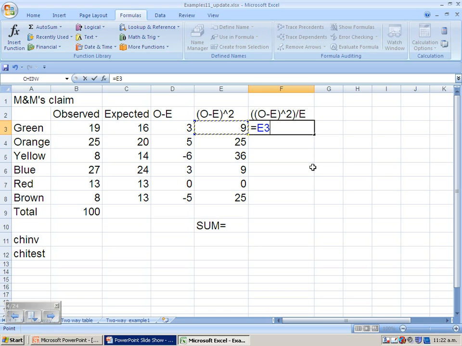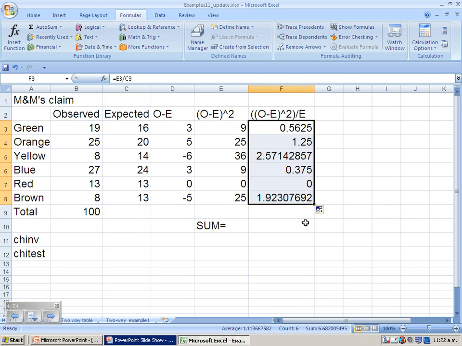So observed minus expected squared divided by the cell for expected, that's C3 there, and that will give us a numerical value for the cell for green. Again, we copy that down through the rest of those cells, and we've got all of the individual values for observed minus expected squared divided by expected.